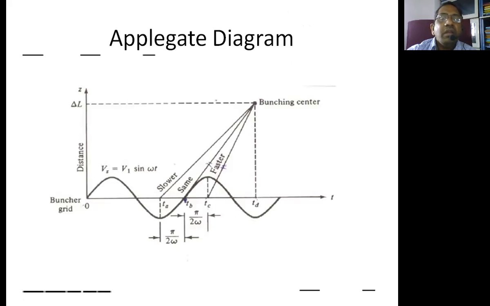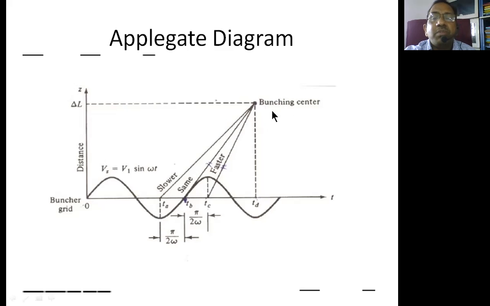Now let us assume that there are three electrons here. Don't look at the sine wave and all; let us see only three electrons: electron B, electron A, electron C. Electron B is starting at time TB, electron C is starting at time TC, and electron A is starting at some time TA. All right. So this pi by 2 omega is the periodic time of the wave which is getting generated, the output. That means here we are always going to consider the stable responses. Stable response means a periodic signal has to be generated from the output of the reflex klystron oscillator circuit, or oscillator tube.